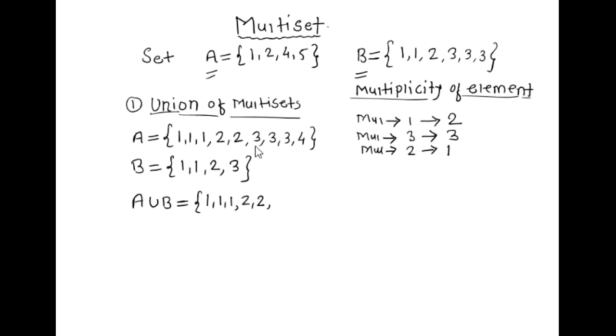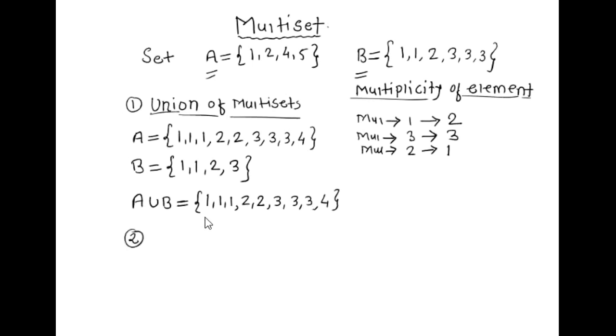So next element is 3. So 3 appears in both the sets A and B, but maximum occurrence of 3 is 3 because element 3 appears thrice in set A and only once in set B. So I should include 3 thrice in A union B. Then next is element 4. Element 4 exists only in set A. Its occurrence is once in set A and its occurrence is 0 in set B. So maximum occurrence is 1. So hence I should include 4 once in A union B.